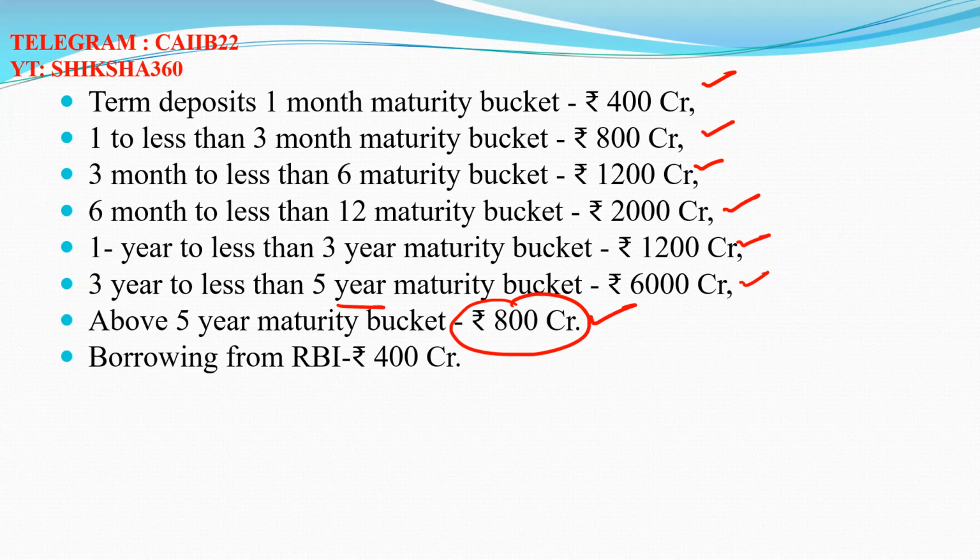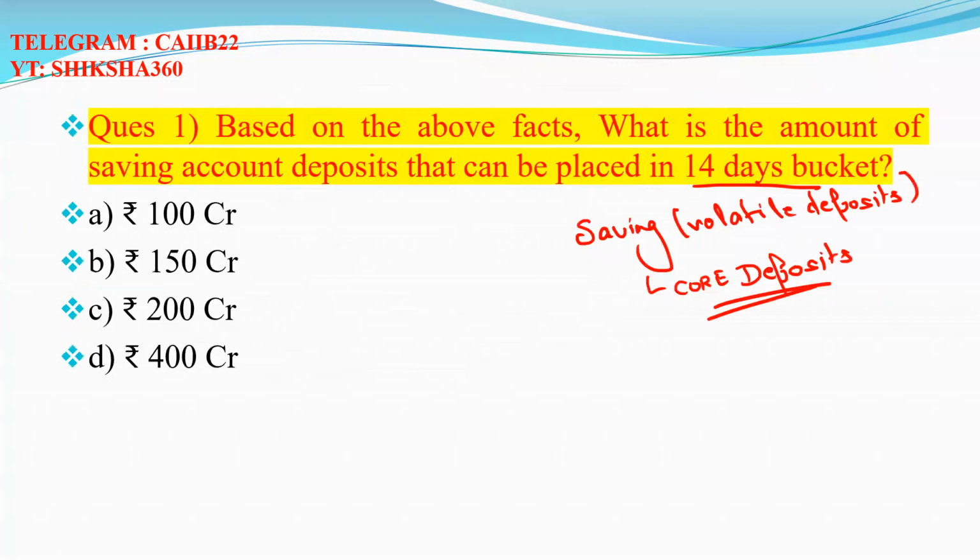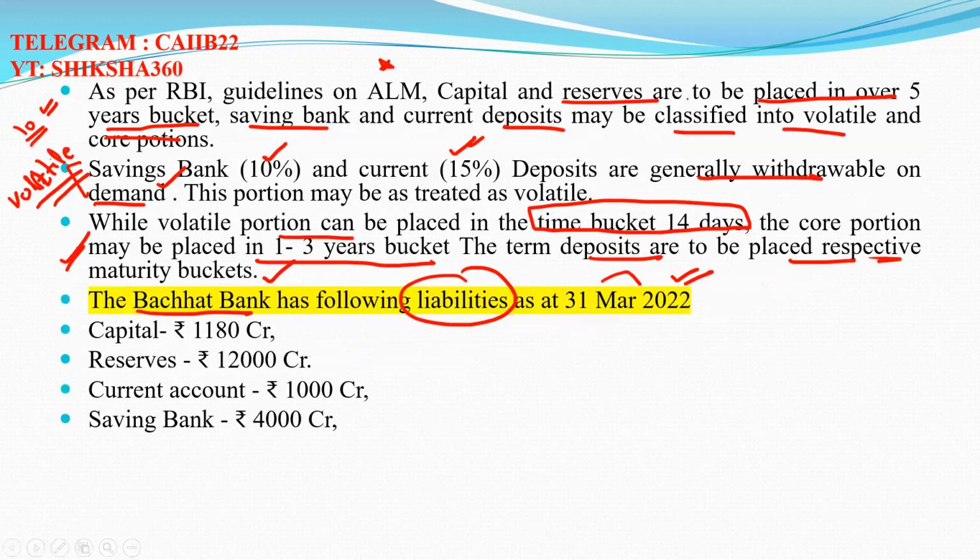Now first question. Very easy question. Based on the above facts, what is the amount of saving account deposit that can be placed in the 14 days bucket? Please tell fast what is the answer. Here the total saving deposit is 4,000 crore, and under the volatile we have only 10%.